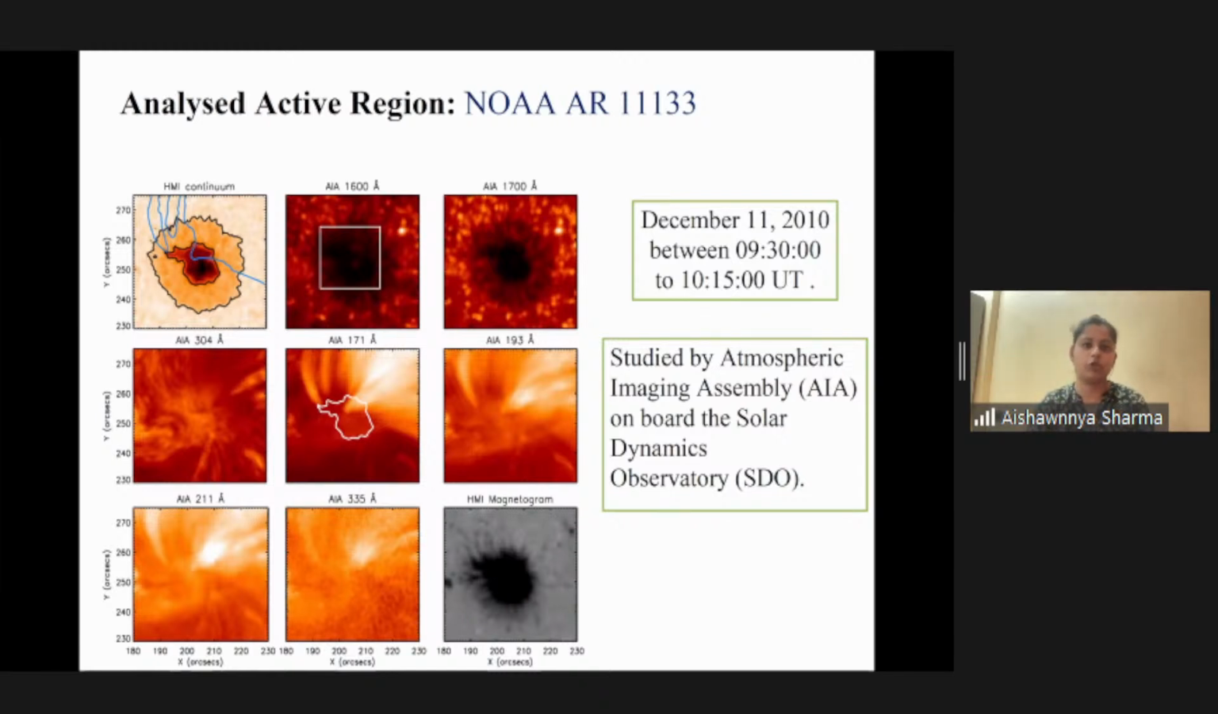So here is the photospheric, lower atmospheric counterpart of the sunspot, and the middle and bottom panels are the upper atmospheric counterpart of the sunspot. Then in the bottom panel, there is one panel called HMI magnetogram. This is again a different image. It will give you the polarity of the sunspot, whether it's positive or negative polarity. The whole study data is taken for 45 minutes, from 9:30 to 10:15. It was 11 December 2010 data. Next slide.